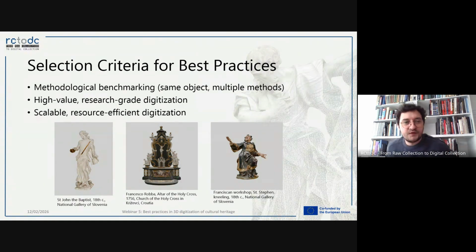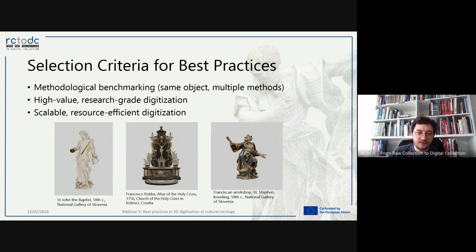The purpose of this part of the toolkit was to carefully select 3 examples of best practice objects that reflect real-world digitization scenarios faced by cultural heritage institutions. Rather than showcasing ideal or experimental setups, the selection logic focuses on practical decision-making. Each best practice example represents a different but equally valid digitization strategy.